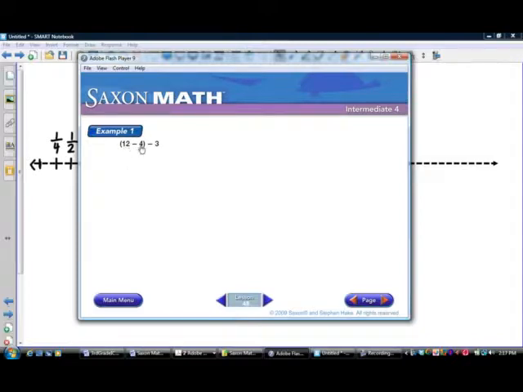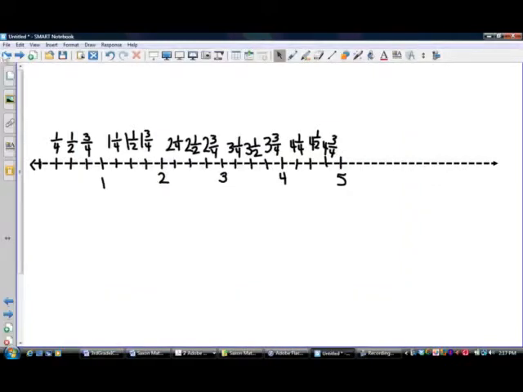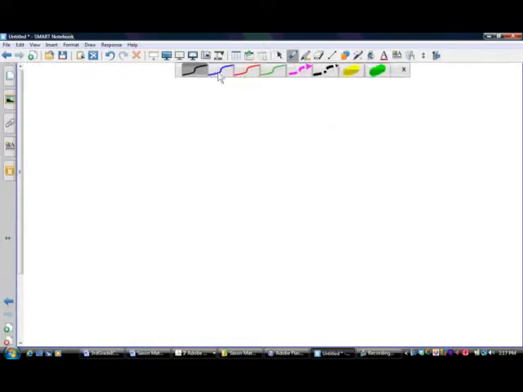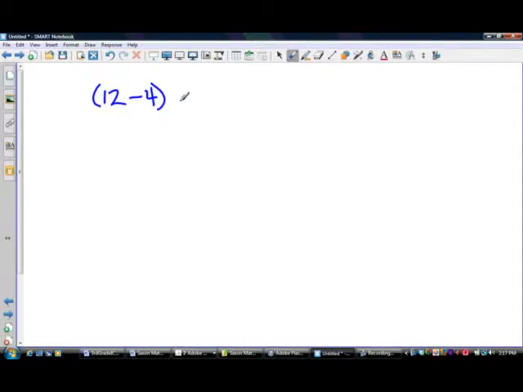So 12 minus 4, that's what? 8. And the way I would like for you to handle this problem is like this. If you do this part first, I want you to write the answer underneath it and then bring everything else down, okay? And then 8 minus 3 is 5. Final answer on the bottom.